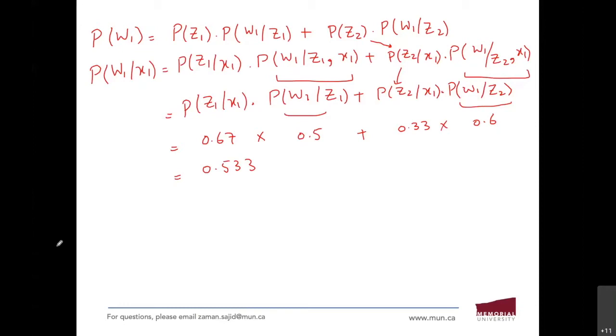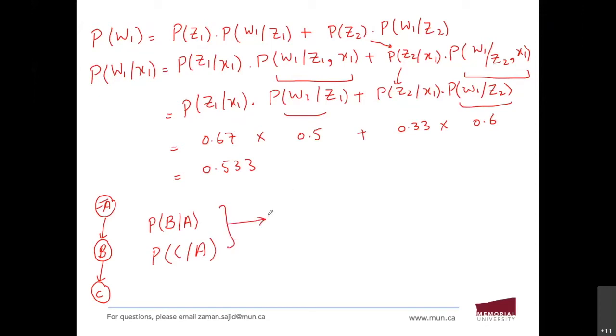Downward propagation or the forward analysis: I can say that if I have A here, it is going into B, let's say, and if A is instantiated, I can easily find out the probability of B given A, or I can also find out the probability of C given A. So all of this we can solve with the forward analysis or the downward propagation.